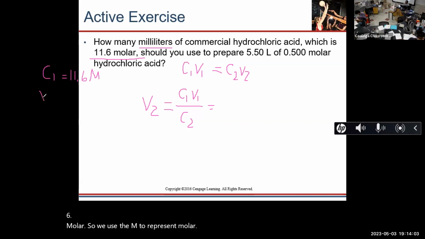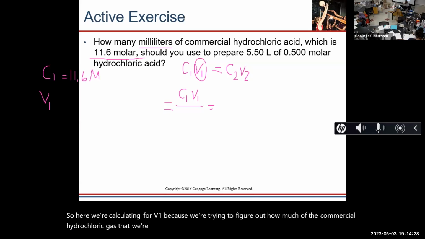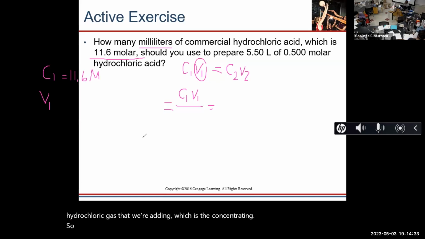What is our V1? Oops, my bad. Telling you guys wrong already. So here we're calculating for V1 because we're trying to figure out how much of the commercial hydrochloric acid we're adding, which is the concentrated one. So we want to solve for V1, not V2. So let me modify my equation.